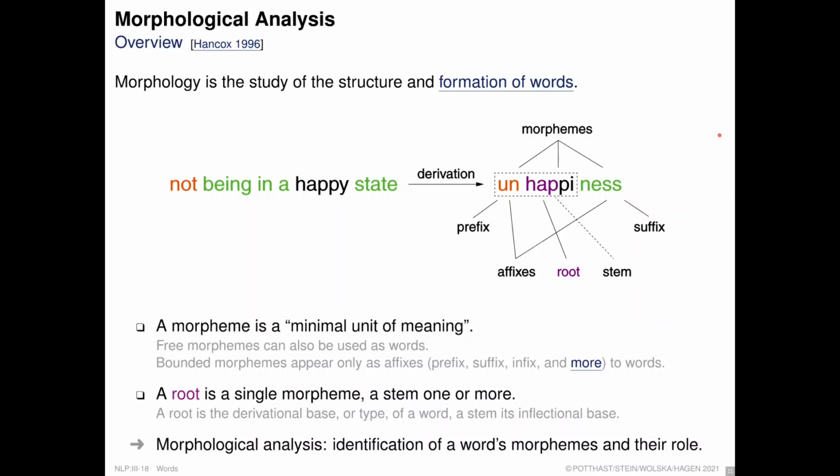So the main task of morphological analysis is basically identification of the word's morphemes. So decomposing the words into subword elements, linguistic elements, and identifying their role. This role may be of semantic or grammatical nature.